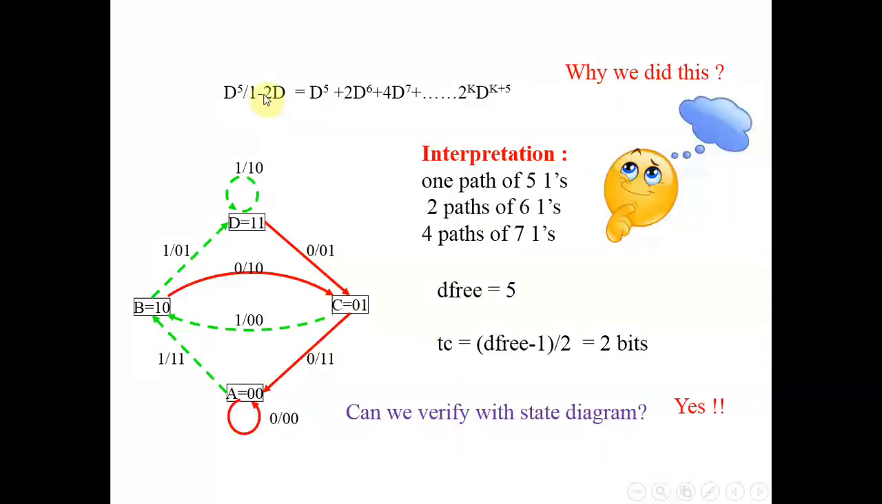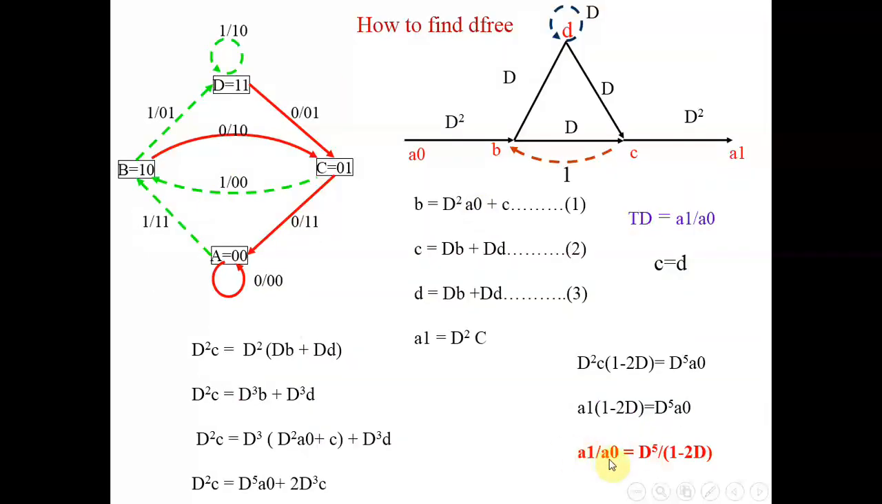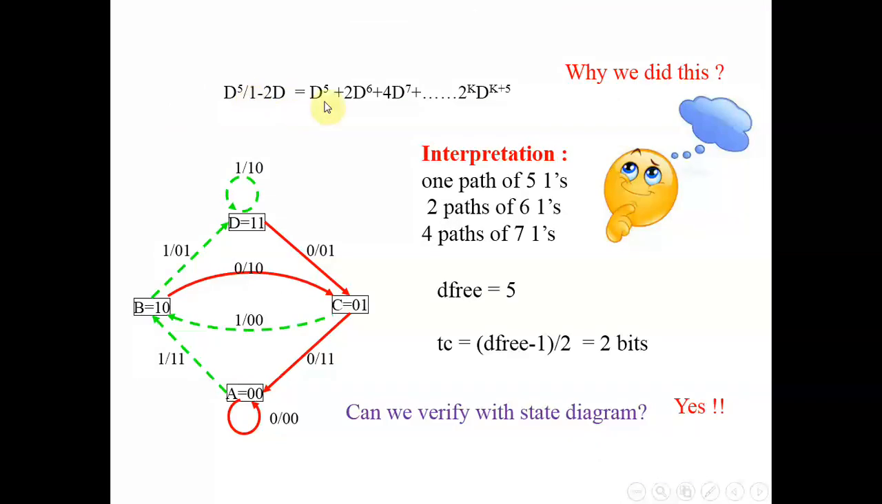So what is d raised to 5 upon 1 minus 2d? If you calculate this using division, it is d raised to 5 plus 2d raised to 6 plus 4d raised to 7 and so on up to 2 raised to k d raised to k plus 5. When I write 2 raised to 0, k is equal to 0. So when k is equal to 0, 2 raised to 0 is 1 and this is d raised to 5, that is first term. So this is in general the value of terms. When I write k is 1, 2 raised to 1 is 2 and 1 plus 5 is 6, so I am getting this. Right? So what I am getting is a1 by a0 is this particular value.